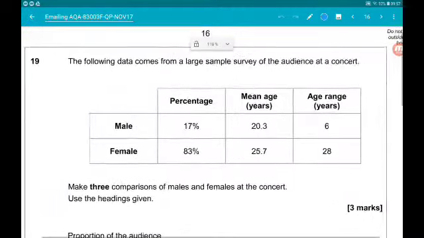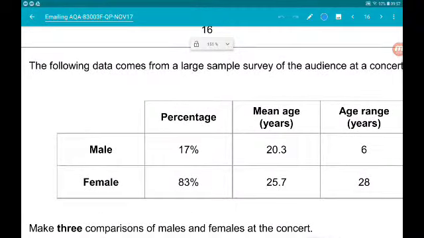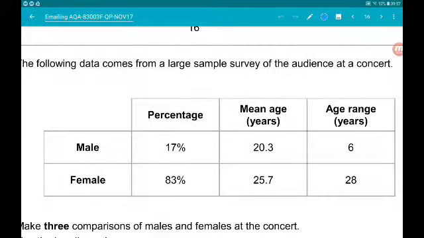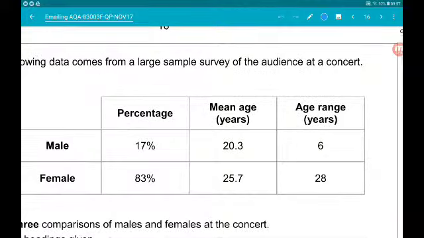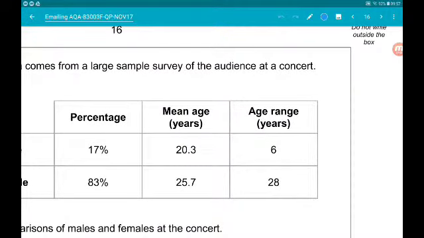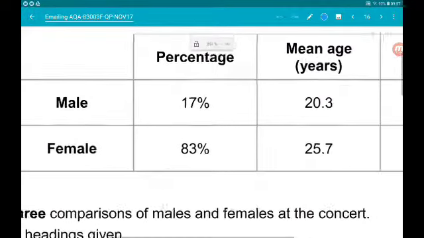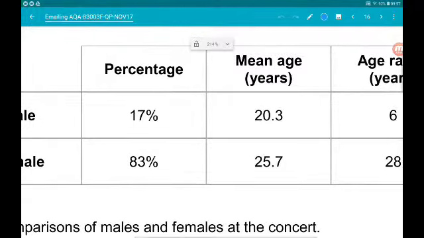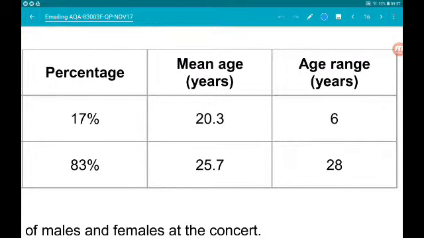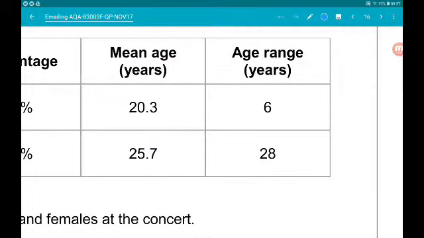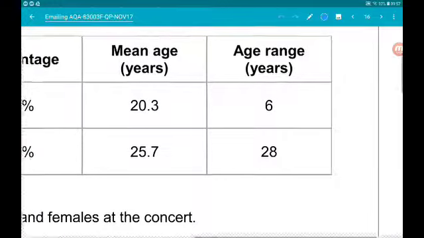Okay, number 19. The following data comes from a large sample survey of the audiences at a concert. So we got male, female, percentage, mean age in years, and age range in years.